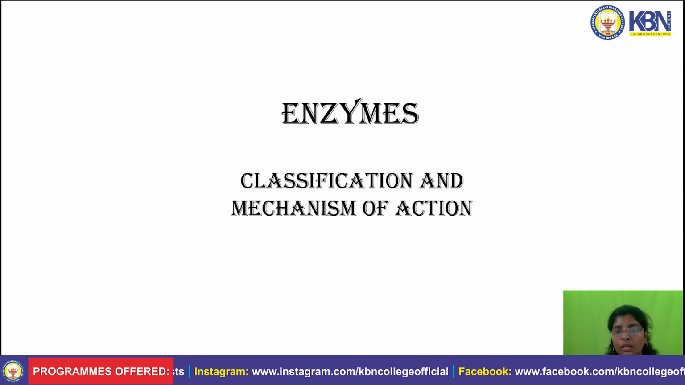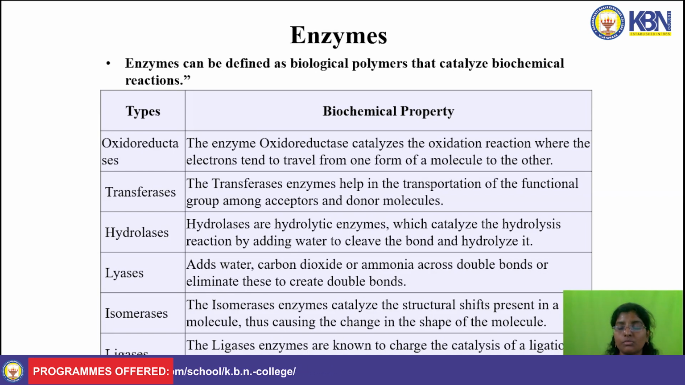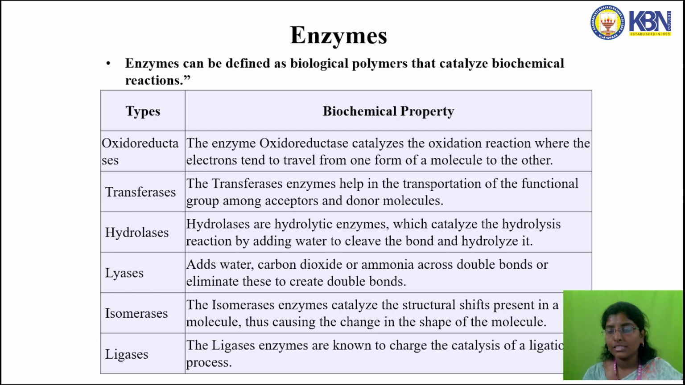Next, enzymes. Classification and mechanism of enzymes. What is meant by enzymes? Enzymes can be defined as biological polymers that catalyze biochemical reactions. These are some of the types of enzymes: oxidoreductases, transferases, hydrolases, lyases, isomerases, and ligases. The names of the types denote their functions.